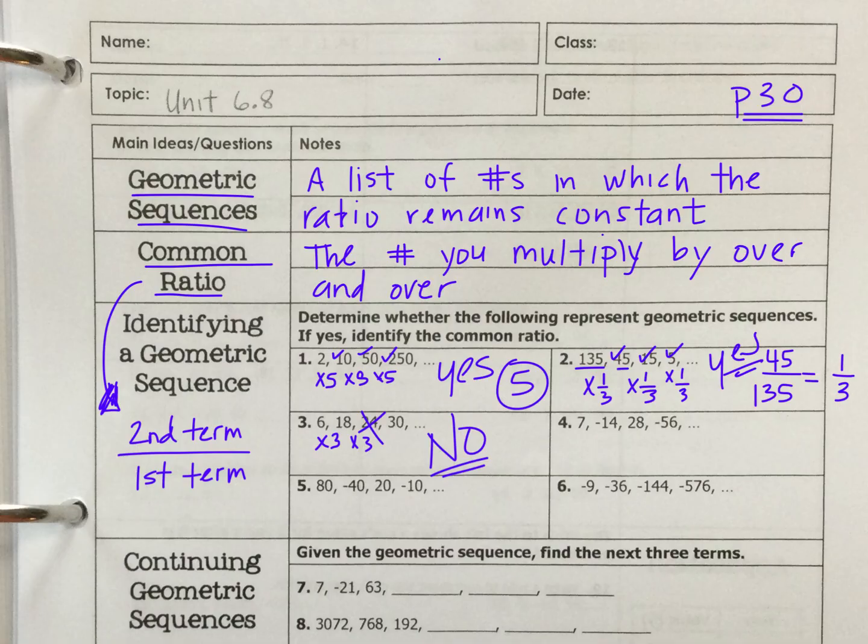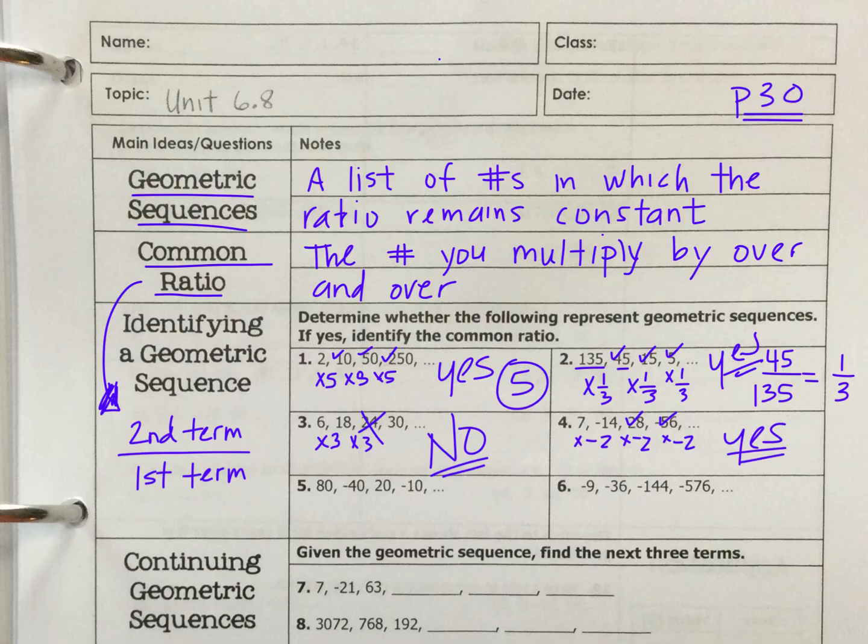Okay. To get from 7 to negative 14, I'm going to multiply by negative 2. 14 times negative 2 is positive 28. 28 times negative 2 is negative 56. Yes, this is a sequence.